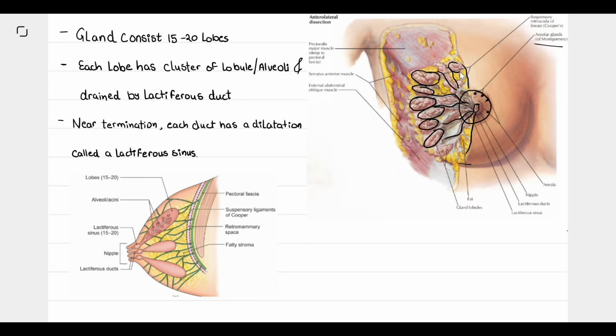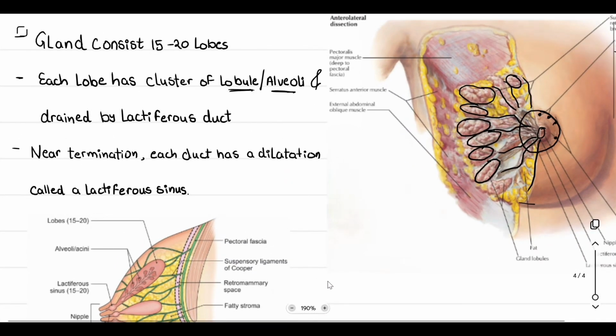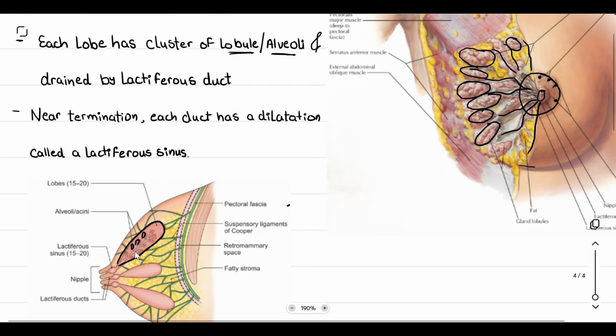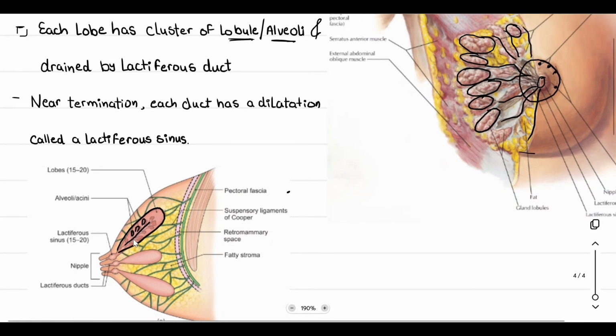These are 15 to 20 lobes in each breast, and these lobes are further divided into lobules or alveoli. This is the schematic diagram, and this is a single lobe, and each lobe is further divided into lobules or alveoli, which are drained by lactiferous ducts. So this is the lactiferous duct which drains the alveoli. Near the termination of the lactiferous duct, these ducts dilate to form a lactiferous sinus, and these ducts, as I have already told you, pierce the nipple.